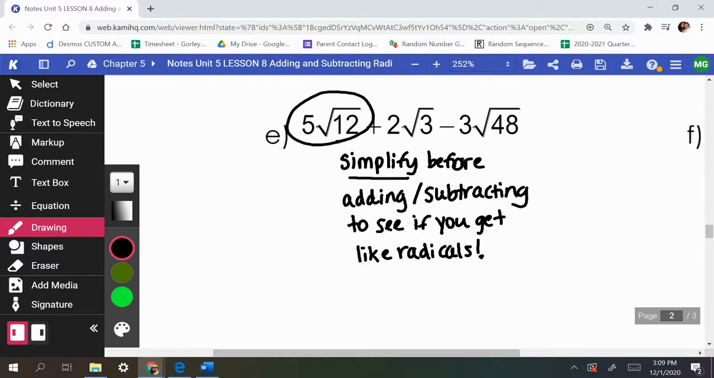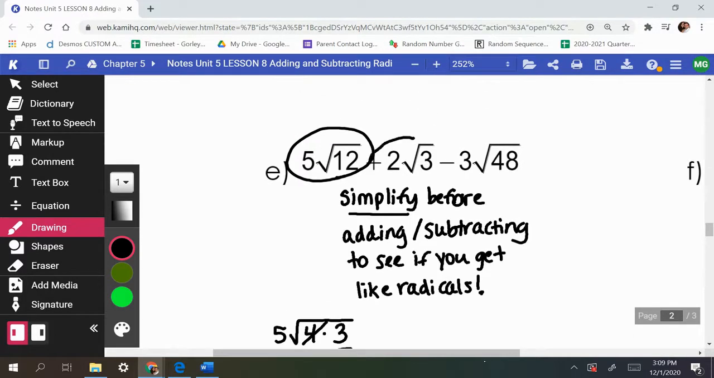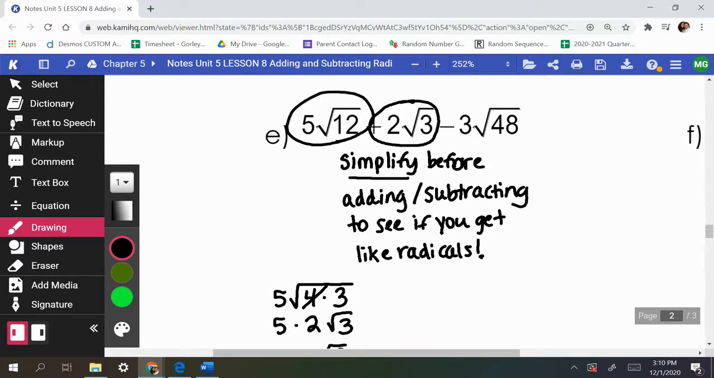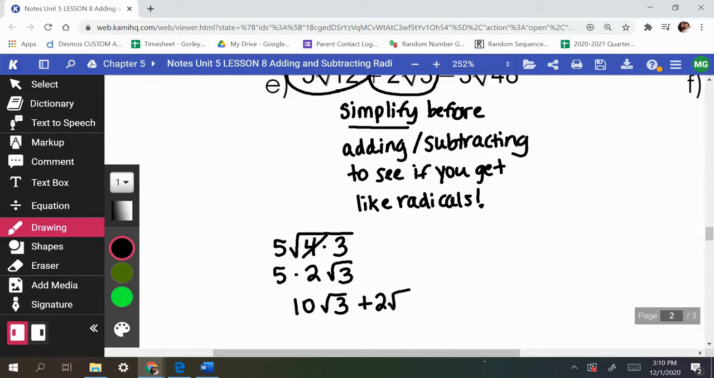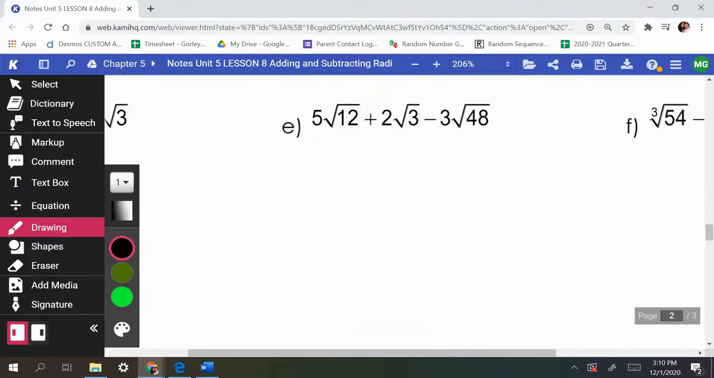Let's start with 5 times the square root of 12. What's the largest perfect square that 12 is divisible by? It would be 4, right? 4 is a perfect square. So if I reduce that, we'd have 5 times 2, radical 3. Or in other words, 10 radical 3. Okay, what about the next one? 2 radical 3. Is 3 divisible by any perfect squares? No. So I'm just going to leave it as 2 radical 3. So I have plus 2 radical 3. All right, what about the last one, the -3 root 48?